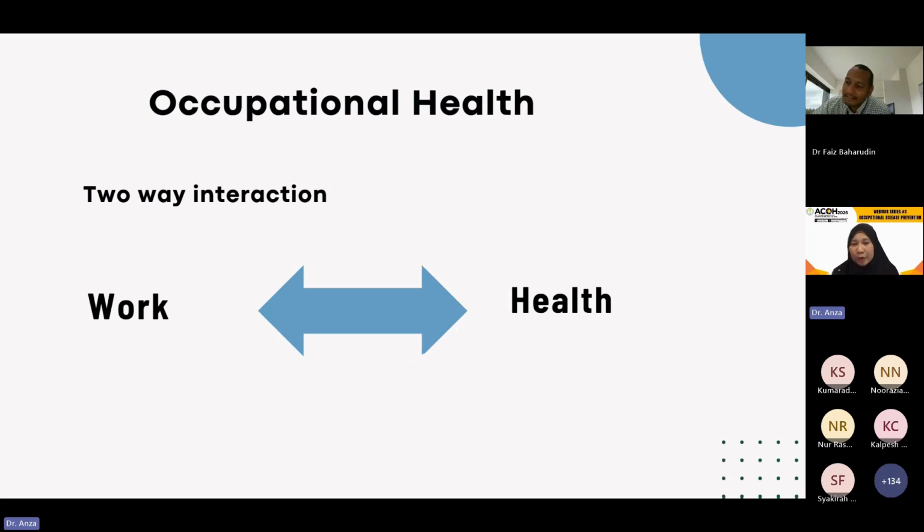Scientifically, how work affects health is about occupational diseases, which is what we are going to learn and share today. Okay. How about health affecting work? Health affecting work is about how, for example, a poorly controlled diabetes patient who is a driver could have his work and his safety on the road affected. So that is an example of how health affects work.